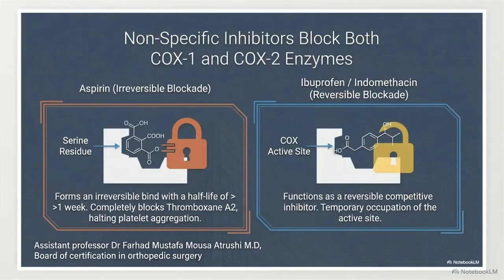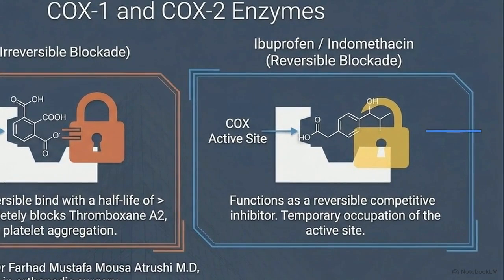This diagram compares lock-and-key mechanisms of nonspecific inhibitors. Aspirin forms an irreversible covalent bond to the COX enzyme, completely halting platelet aggregation for over a week. By contrast, ibuprofen acts as a reversible competitive inhibitor. It temporarily occupies the active site, its effects dissipating quickly.